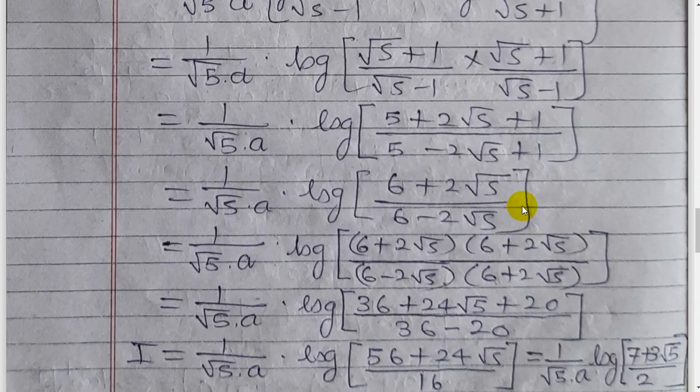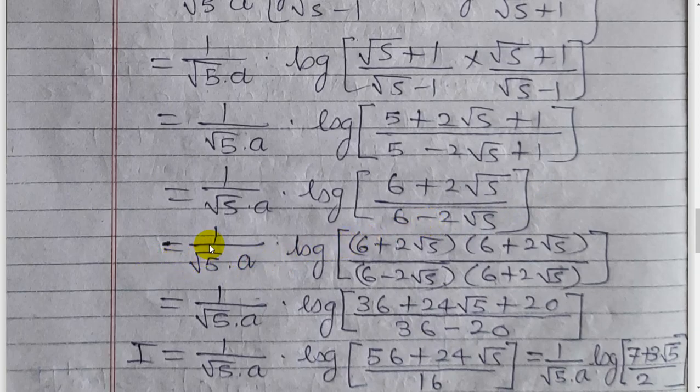So this is the first answer of this question: 1 upon root 5a into log of 6 plus 2 root 5 upon 6 minus 2 root 5. Anywhere you can get, or you may get, log of 6 plus 2 root 5 upon 6 minus 2 root 5 in any competitive exams or any other exams. So this can be an option in the exam, but it is not present in your options. So we should rationalize the denominator again and simplify.